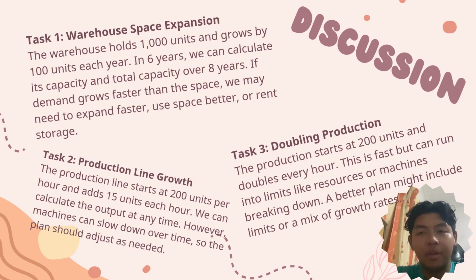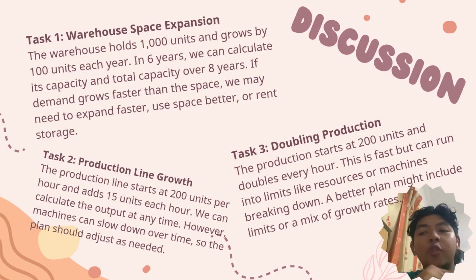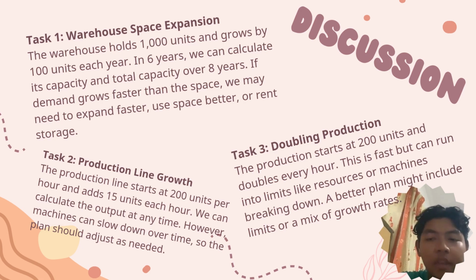Discussion. Task 1, the warehouse space expansion. The warehouse holds 1,000 units and grows by 100 units each year. In 6 years, we can calculate its capacity and total capacity over 8 years. If demand grows faster than the space, we may need to expand faster, use space better, or rent storage. Task 2, production line growth. The production line starts at 200 units per hour and adds 50 units each hour. We can calculate the output at any time.